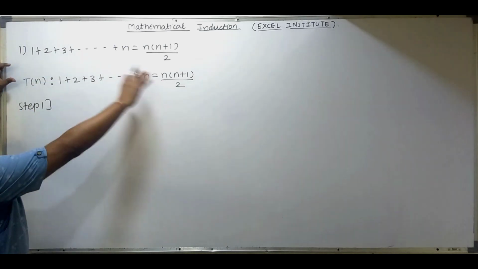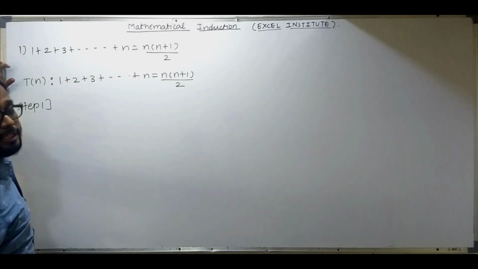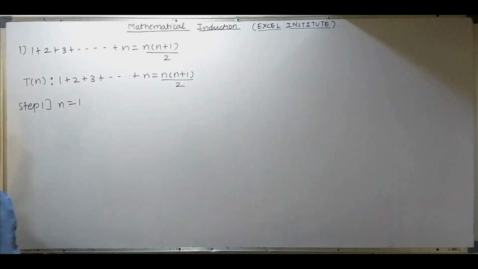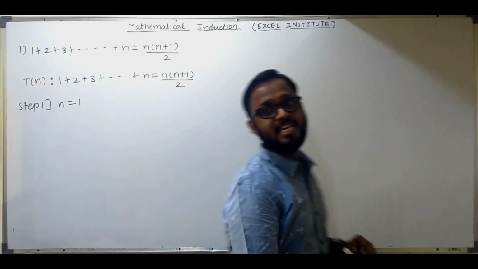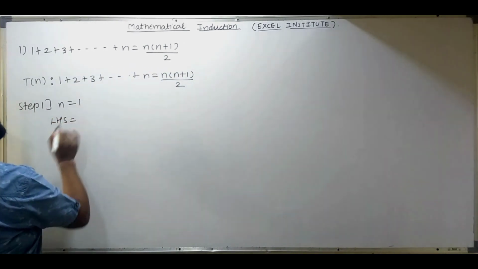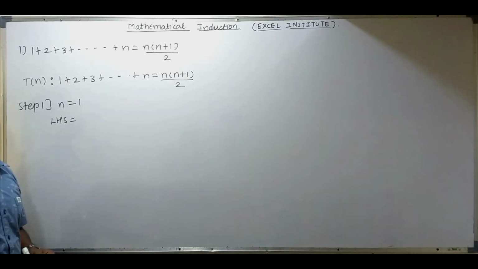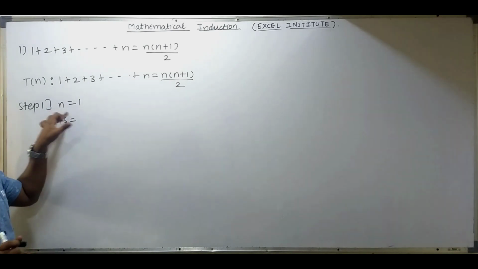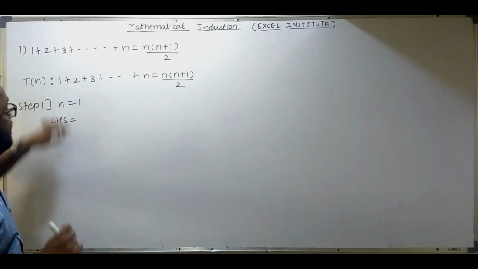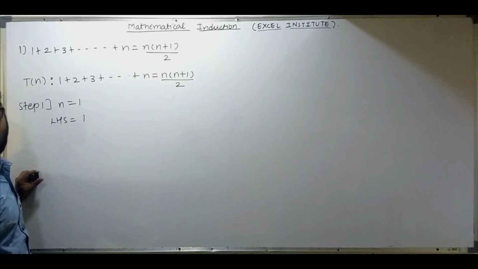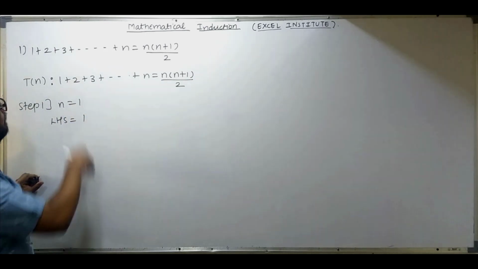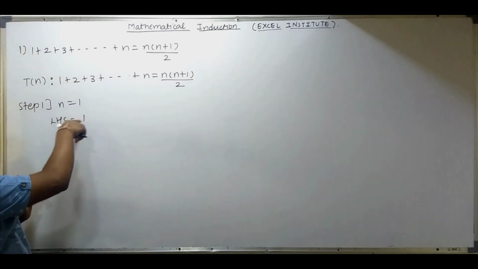is we have to prove that the given statement is true for n equal to 1. If n equal to 1, what is the left hand side? N equal to 1 represents the first term. In this, the first term is 1, so the left hand side is 1, because we have 1, 2, 3 like this.